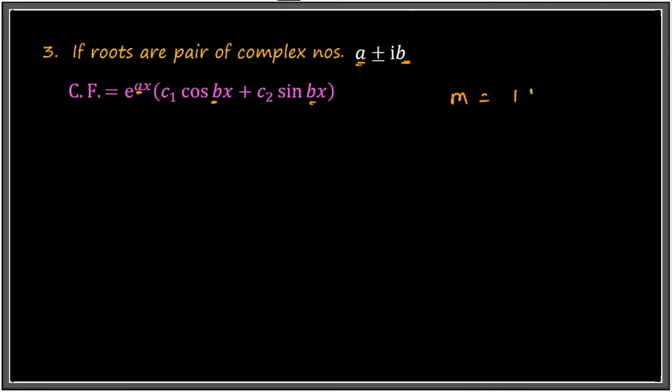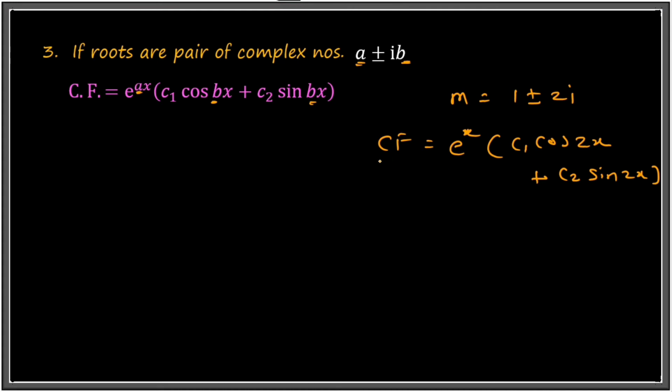Suppose m = 1 plus minus 2i, a complex root. Then here the CF is, the real part is 1, means e raised to power 1x into (C1 cos 2x + C2 sin 2x), where the imaginary part is 2. That is the CF for a complex pair.